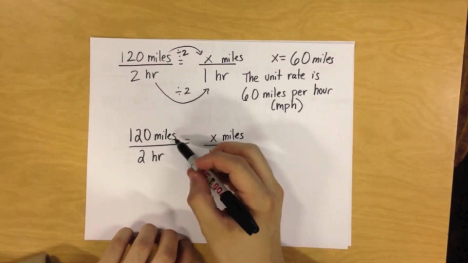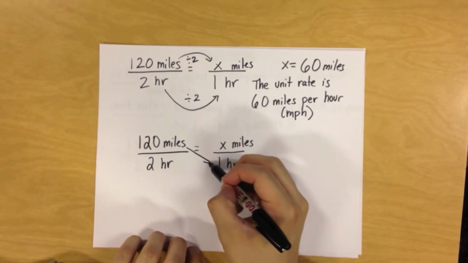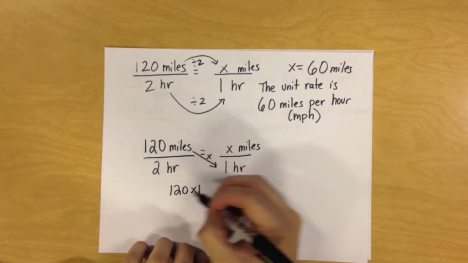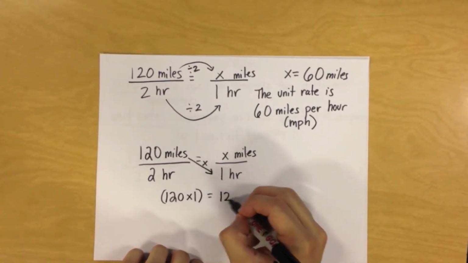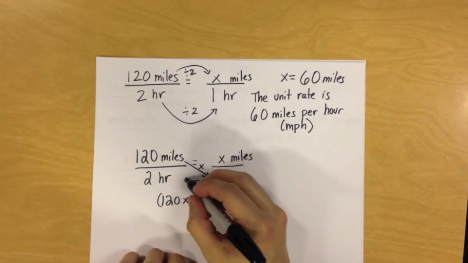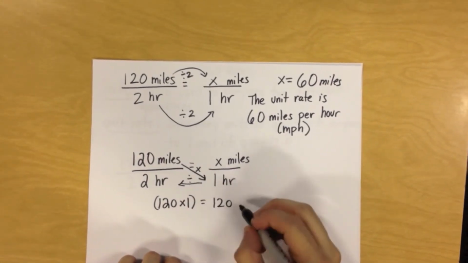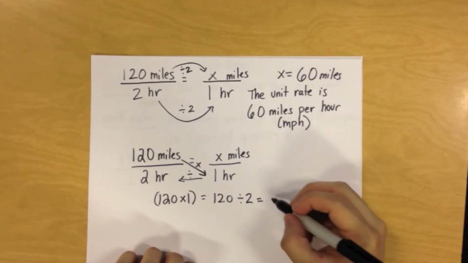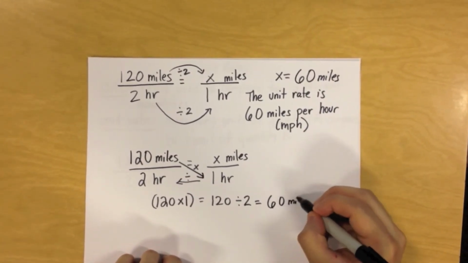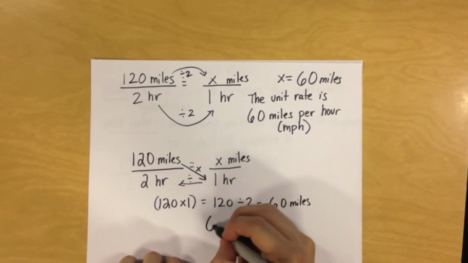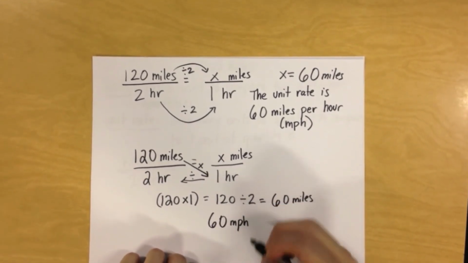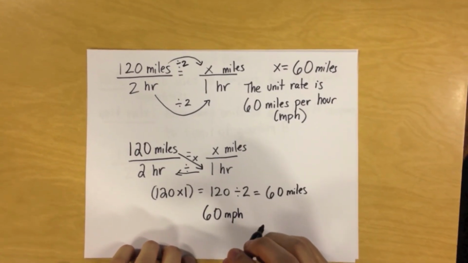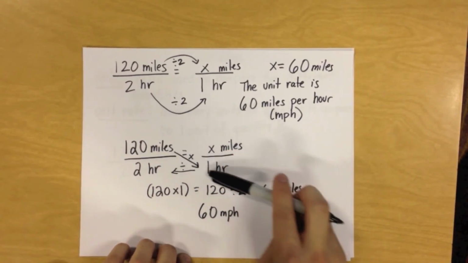In this case, I'm going to cross multiply 120 times 1, which equals 120 divided by 2, hours divided by 2, would give me the same answer that I previously got, 60 miles. Remember, this is written as 60 miles per hour as a unit rate. Two ways: multiplying or dividing by a power of 1, or cross multiplication.